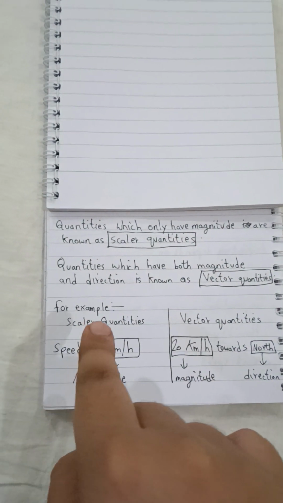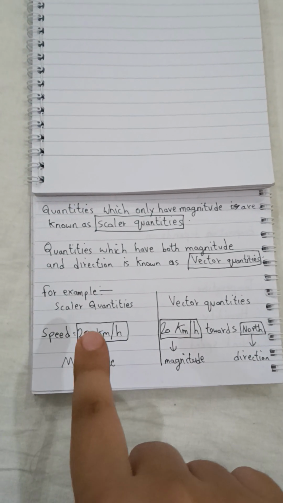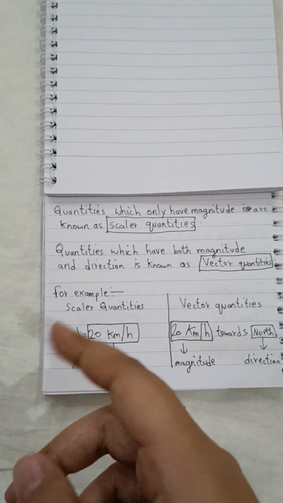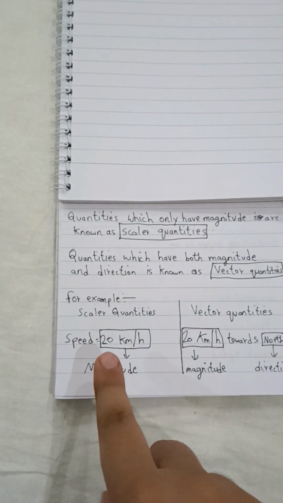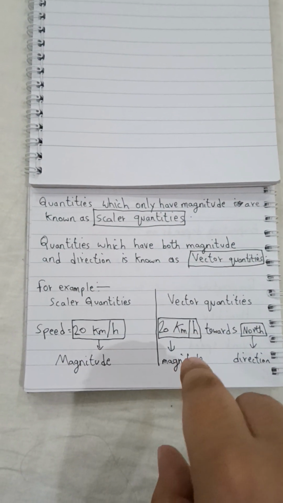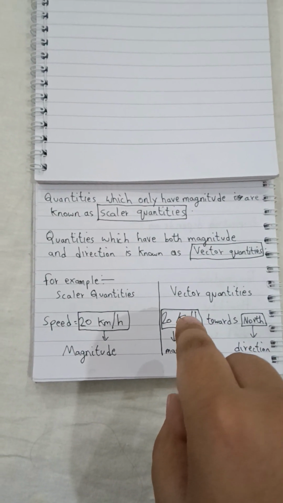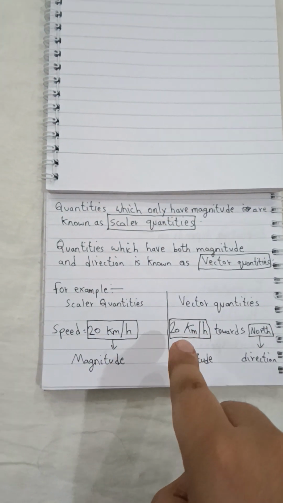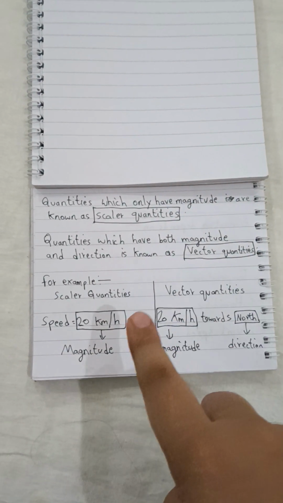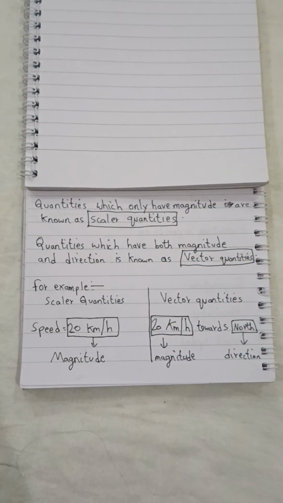For example, scalar quantities. Here we can see speed is 20 km per hour. The 20 km per hour over here is also known as the magnitude. We can also say 50 km per hour, 40 km per hour, but here its magnitude is 20 km per hour. Now in vector quantities, we have both speed, magnitude and direction. So here the speed is 20 km per hour towards north. So 20 km per hour is the magnitude, as I told, and the direction is towards north. We can also say 20 km per hour towards south. Okay, so let's head to the next page.